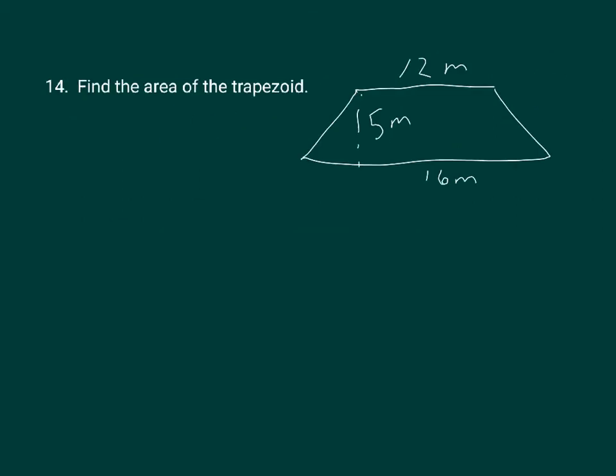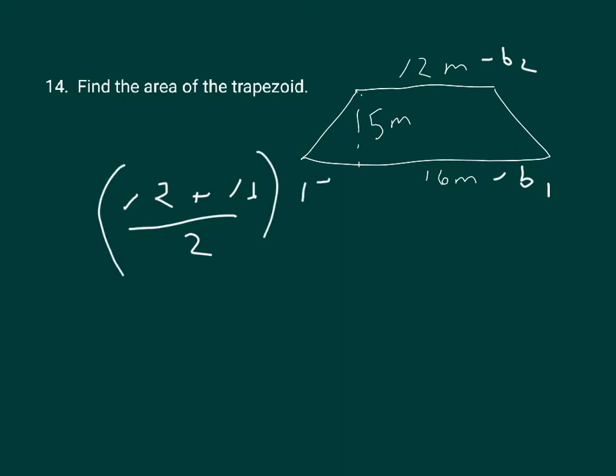The area of a trapezoid is equal to the average of the bases multiplied by the height, and the bases are 16 and 12. The bases are the two parallel sides, so we have to find the average of 16 and 12, which we get by doing 12 plus 16 divided by 2, and multiply that by the height, which is 15.